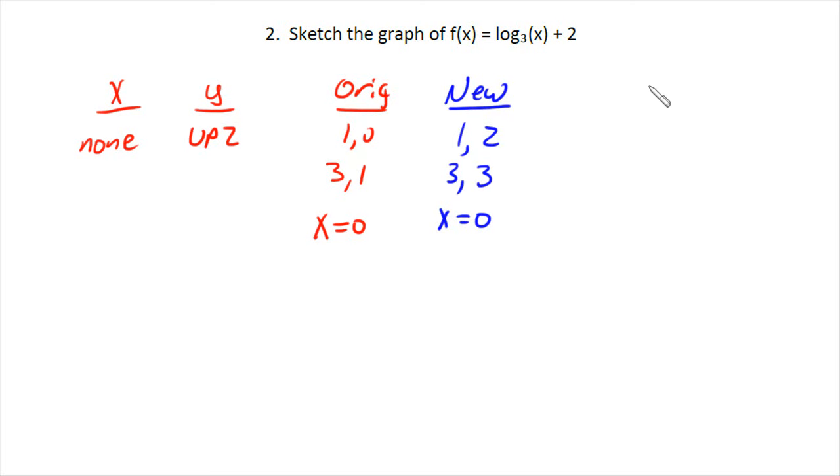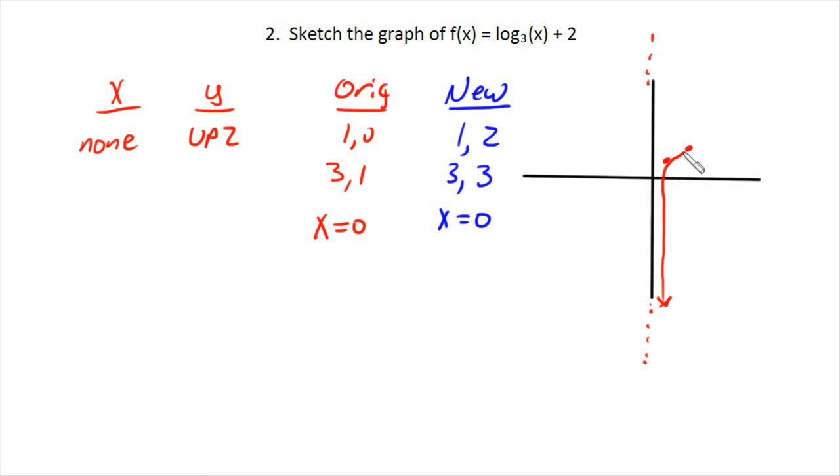Then with that information, we can make a sketch of the graph. So vertical asymptote is the y-axis, x equals 0 here. And then we have the point 1, 2 right there and 3, 3 here. Based on that information in the vertical asymptote, has to be shaped like this. And we'll label that point 3, 3 and this point 1, 2. And we're done with problem 2.